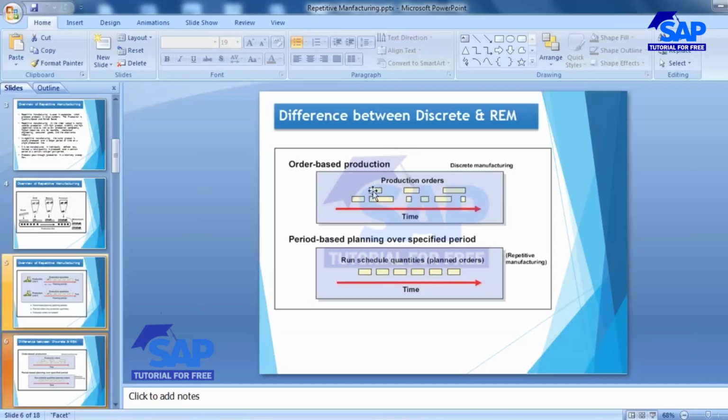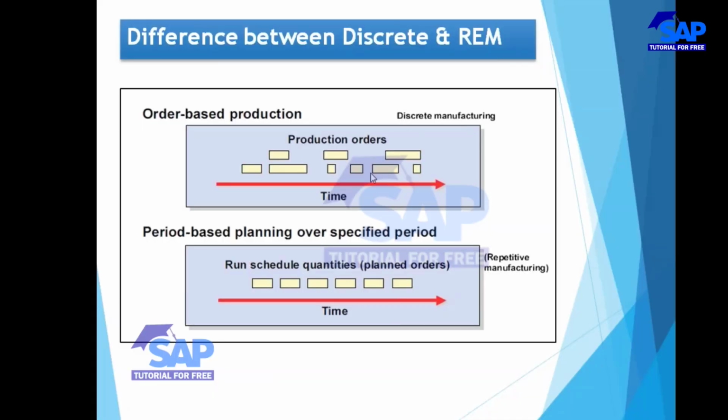The main basic difference between discrete manufacturing and repetitive manufacturing is this. In discrete manufacturing you will be using production orders, so it's lot based. Based on a certain period and quantity, you will be creating different production orders. But in repetitive manufacturing, you have a continuous flow.